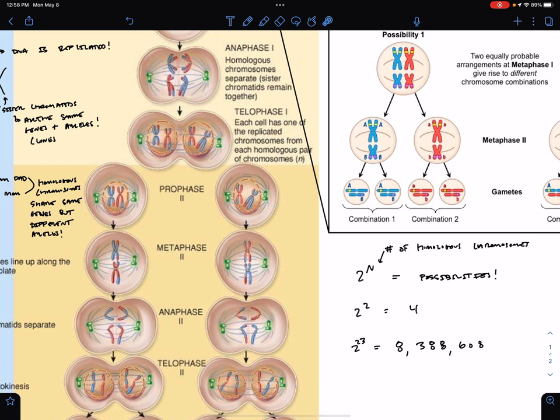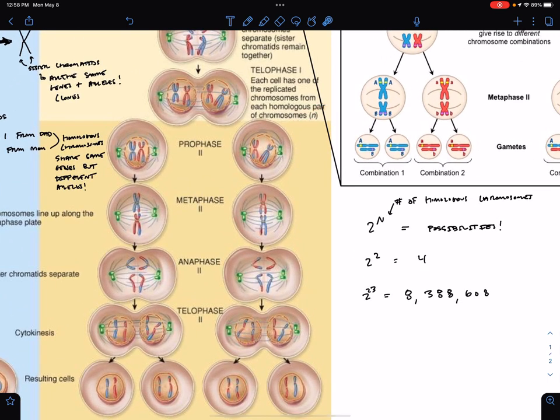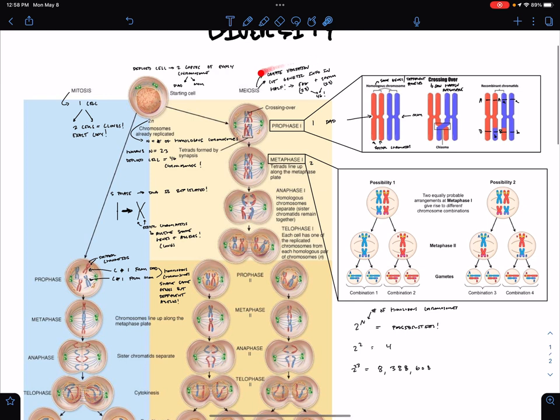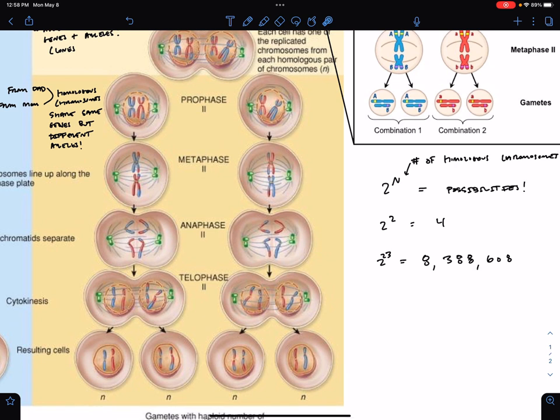But when they separated, now this resulting cell only has 1 of chromosome number 1, and this resulting cell only has 1 of chromosome number 1 as well, as compared to this resulting cell, which has 2 copies of chromosome number 1. So we have accomplished our goal already of creating variation and cutting the genetic information in half. But we still have one more round of meiosis to go through because these sister chromatids need to separate.